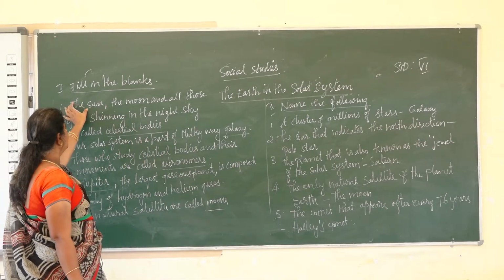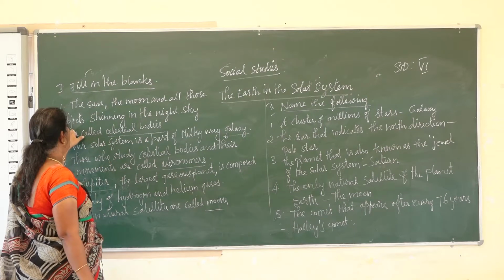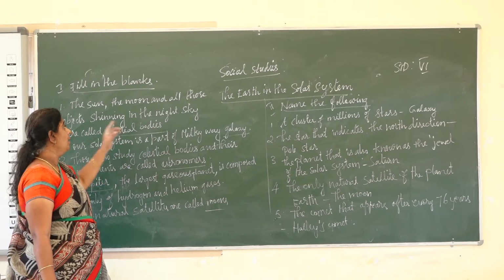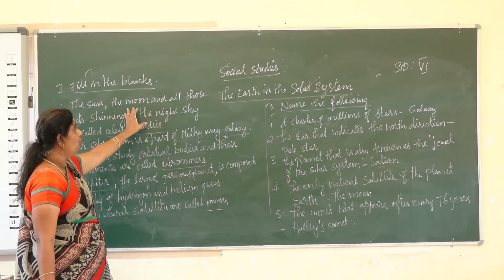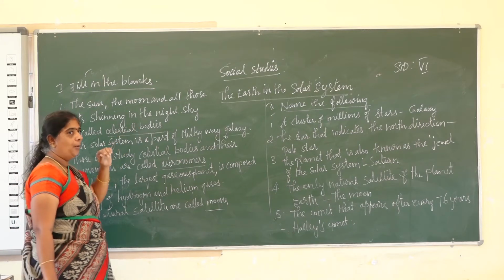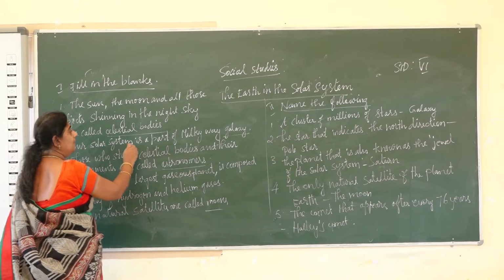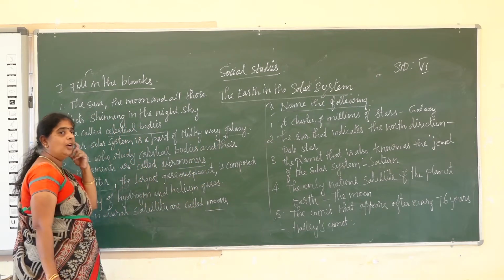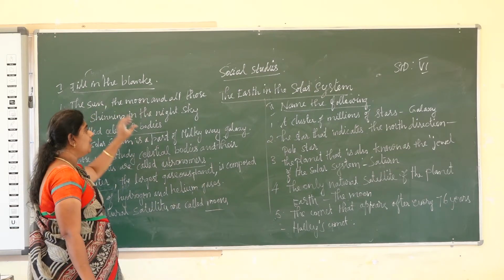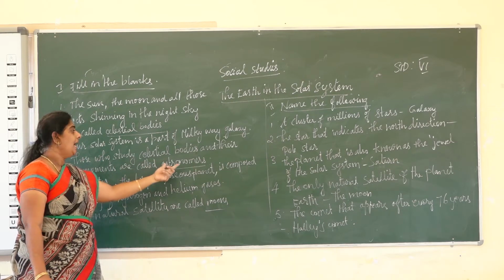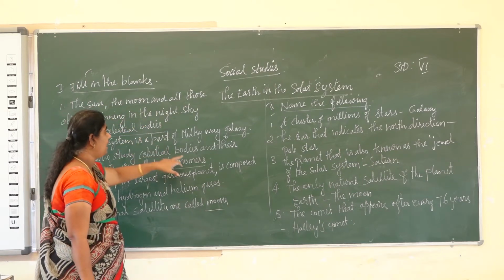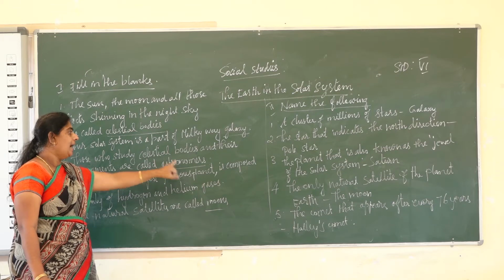The first one: the sun, the moon and all those objects shining in the night sky are called celestial bodies. Our solar system is a part of the Milky Way galaxy. Those who study these celestial bodies, the moon, sun and other objects, and their movements are called astronomers.